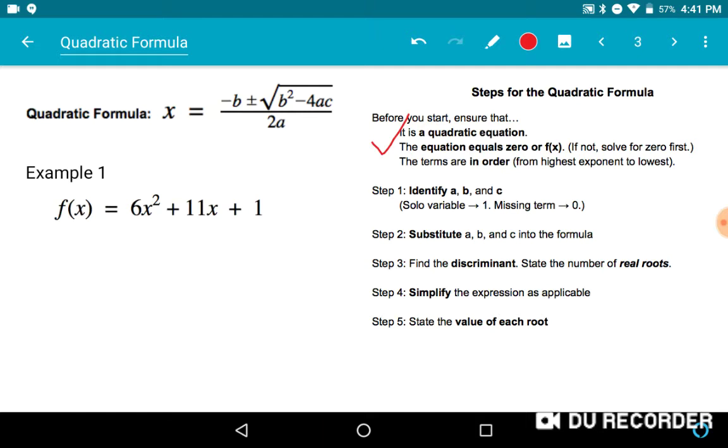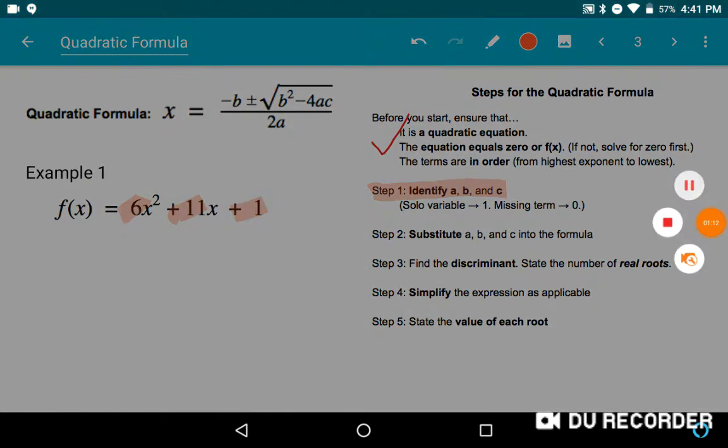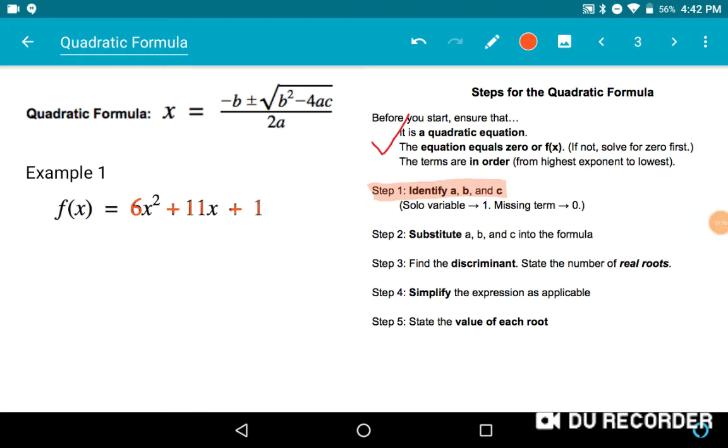So step 1, that's to identify A, B, and C. And we're going to do that by looking at the actual equation that we have here. So I'm going to highlight specifically the A, the B, and the C from that equation. So the A is 6, the B is positive 11, and the C is positive 1. So we've identified all of them.